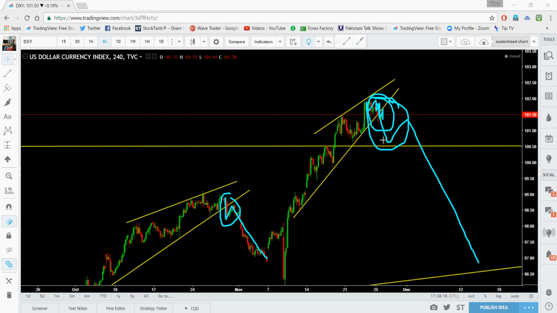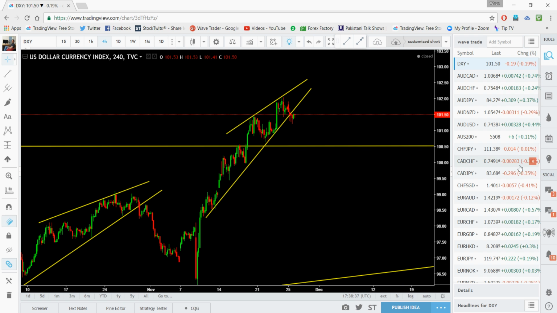If so, it means this pair is going to reverse into the other direction, and all other pairs which are against the dollar are also going to reverse. They are also going to get some strength against the dollar. All right, so this is the dollar index.